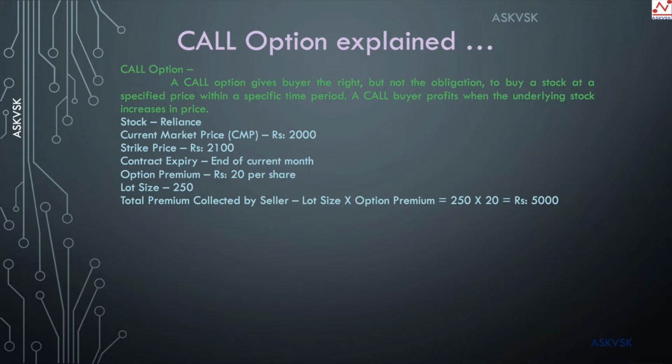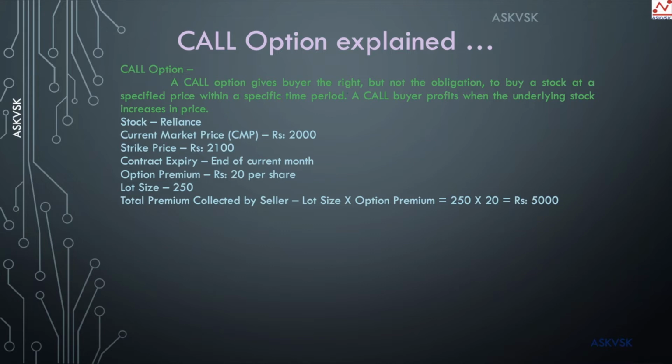So let's take the same example of the Reliance stock. The current market price is 2000 and we choose the strike price as 2100 itself. The contract expiry is end of the month, and let's assume that we are at the beginning of the month now, and the option premium is set at rupees 20.